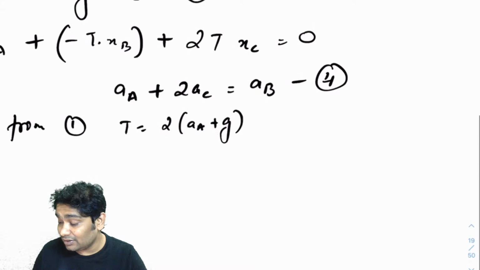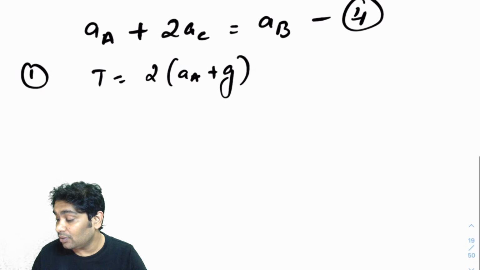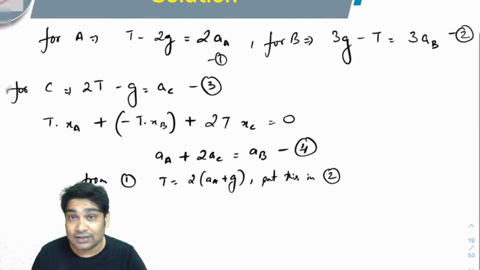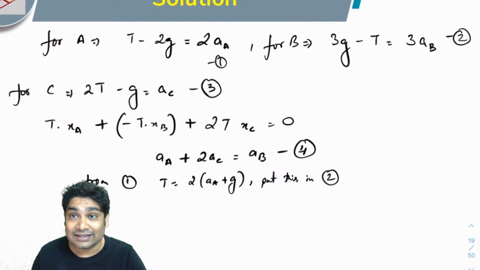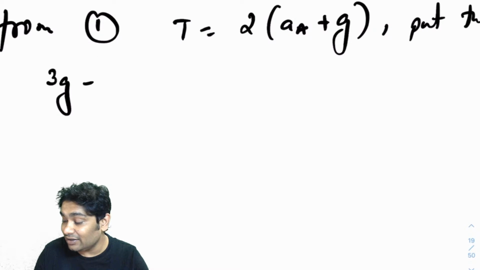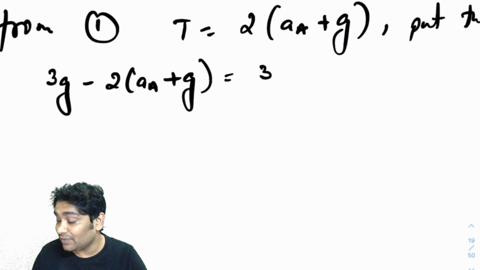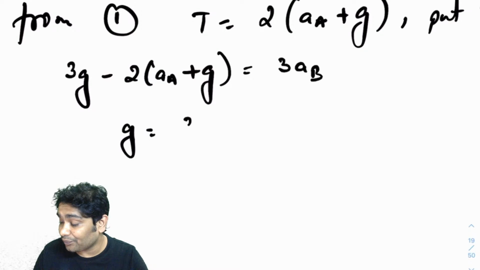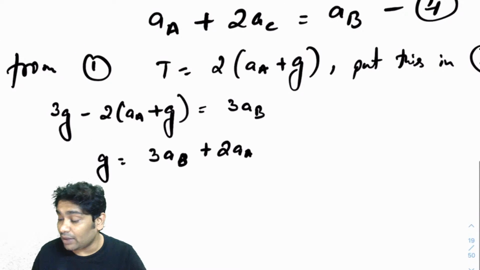I am getting, put this in equation 2. And let's see what that gives us. That'll give us that 3g minus this equals 3A_B. Okay. So let's just write that: 3g minus 2(A_A plus g) equals 3A_B. Alright. So this becomes g equals 3A_B plus 2A_A. Alright. So this is what I'm getting.